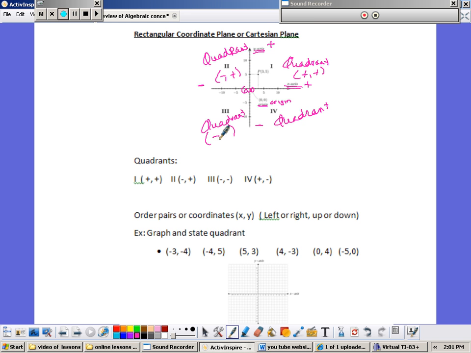In quadrant 3, you'll find negative numbers. Both the x and the y will be negative. In quadrant 4, the x will be positive, the y will be negative. And that's stated here as well.